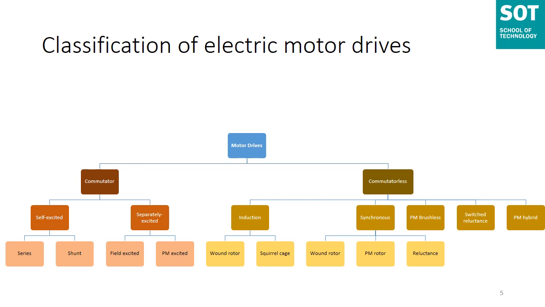Now, if we want to do further modification, if we virtually invert the stator and rotor of a commutator permanent magnet DC motor, what do we get? We get a permanent magnet brushless DC motor, PMBL-DC motors.